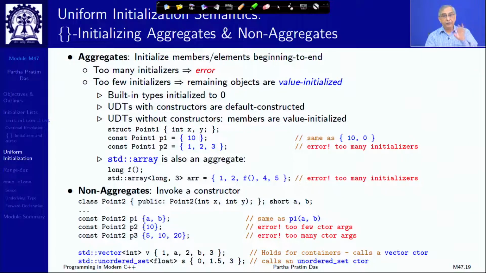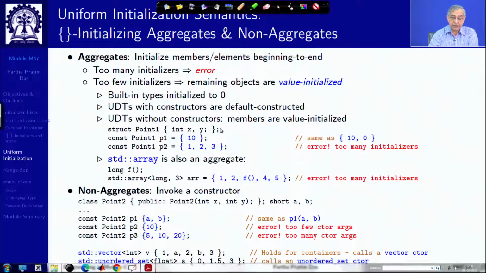If you have too few values, then you will have default values, and for built-in types that is 0. So, you can see that I have a structure with x and y here. If I initialize it with 10, the second value will be taken as 0. If I try to initialize with 1, 2, 3, it will give me an error. Similar thing for an array; std::array also, we have not done it yet. It's pretty much similar to an array, but it's a new container here.